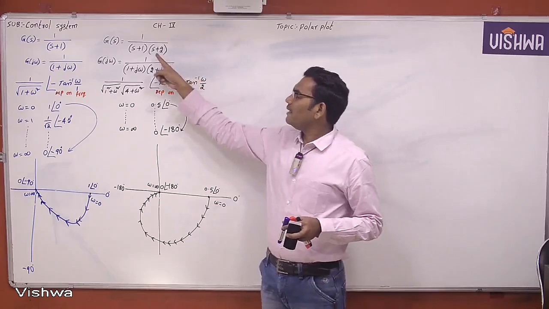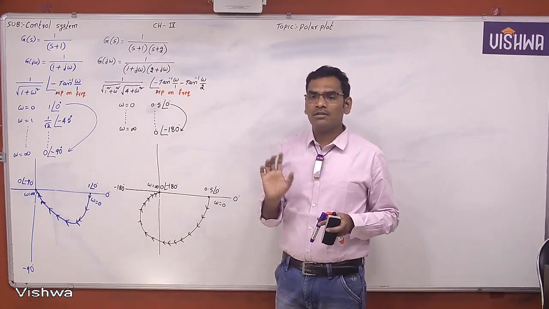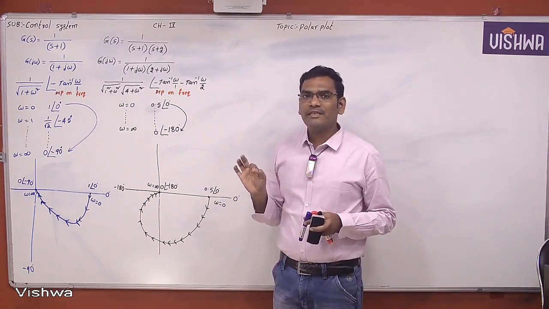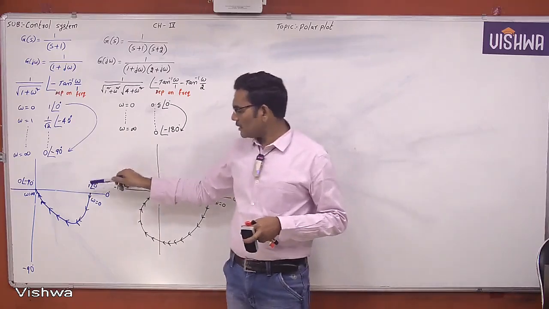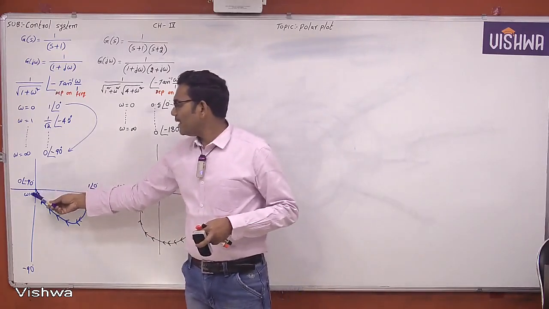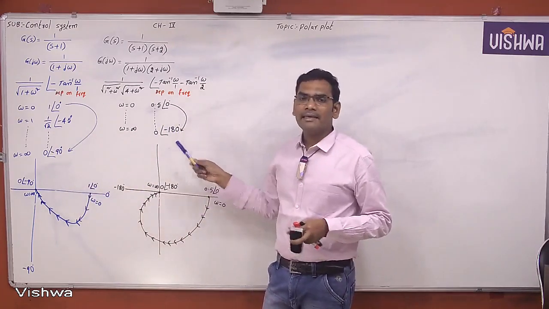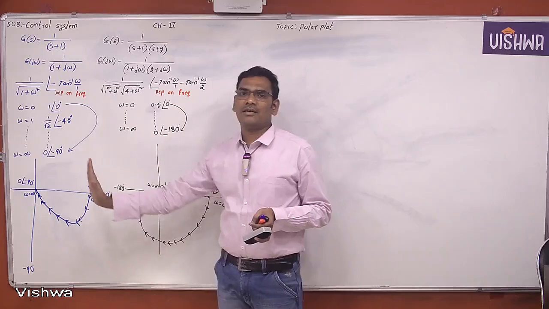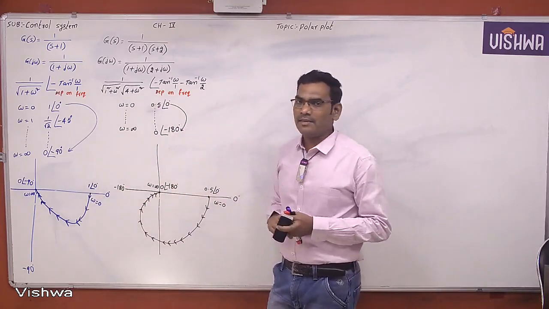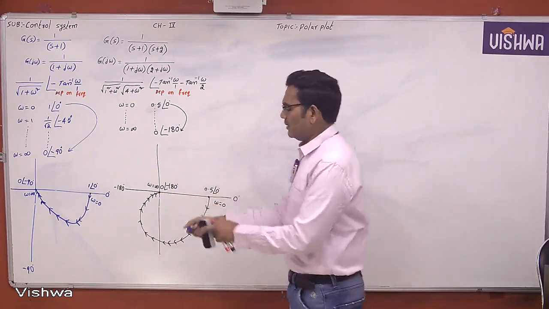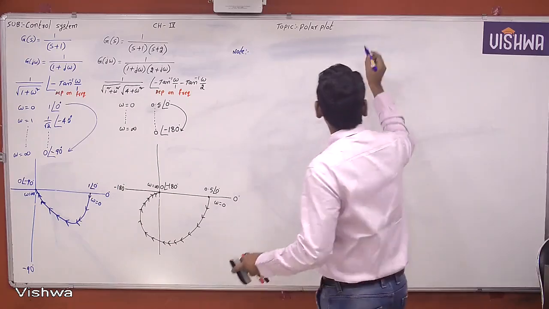By adding one finite pole, note, students, this is very important: the addition of each finite pole shifts not the starting angle, only the ending angle, by how much? Minus 90 degrees. Minus means clockwise direction, plus means anti-clockwise direction. Okay, this is one important note. I will write the note here.